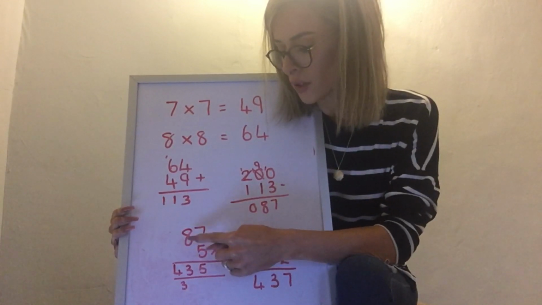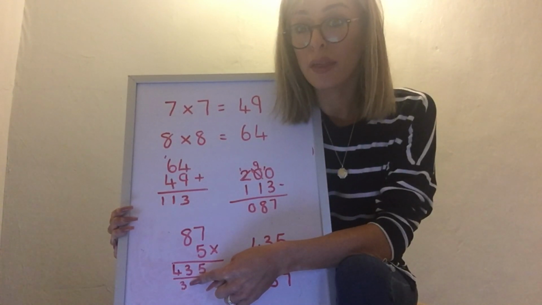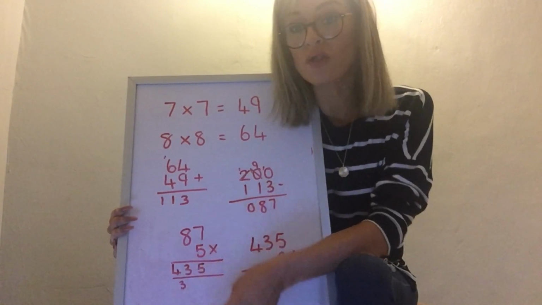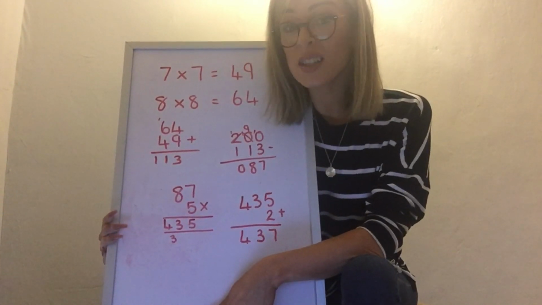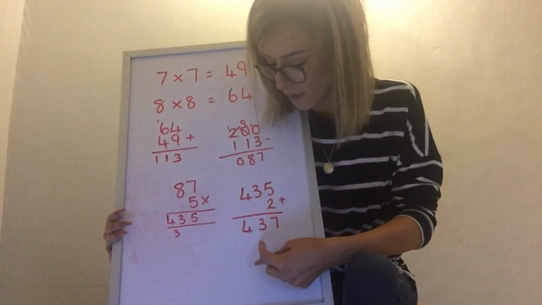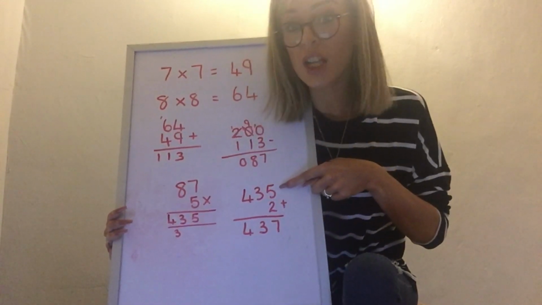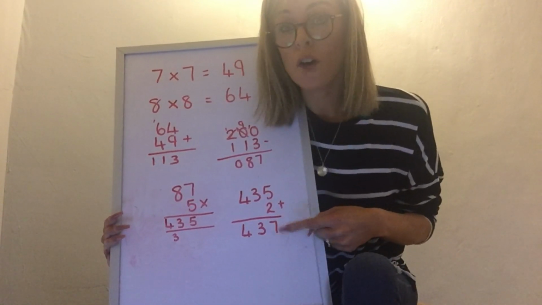And then I did 5 times 8, which is 40. And I added on my 3. So I got the answer 435. And finally, the last instruction was to add 2. So here I go. I've done 435, add 2, and that is how I got to my answer, 437.